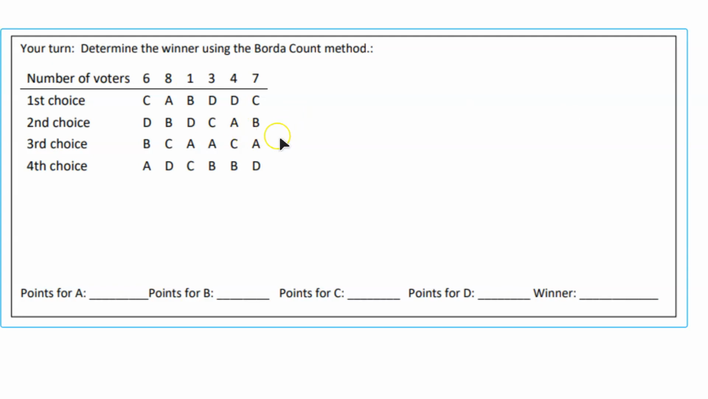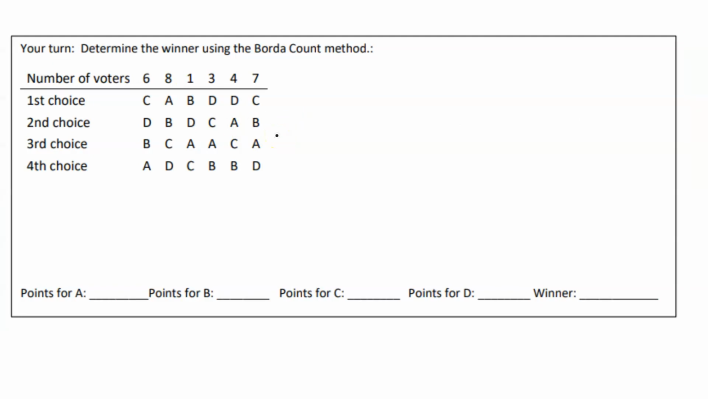So, what you should get: A, 72 points, B, 68 points, C, 86 points, and D with 64 points, and therefore the winner is C. All right, hope this makes sense.